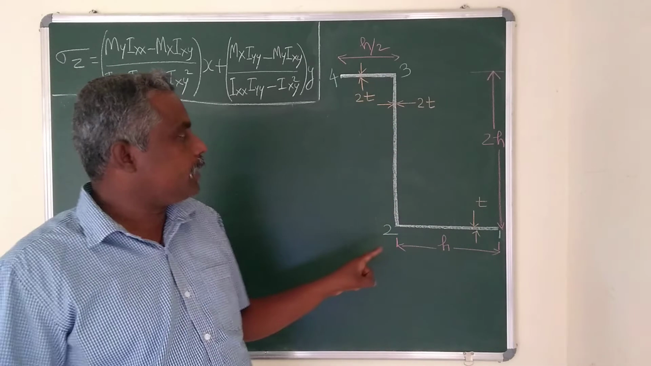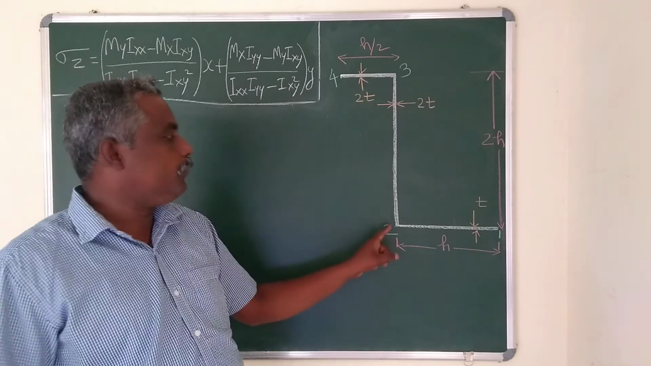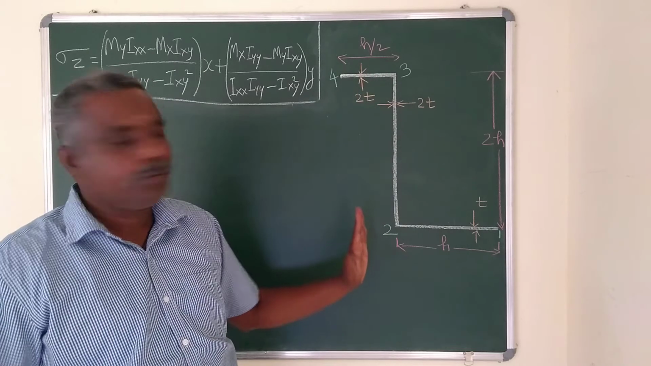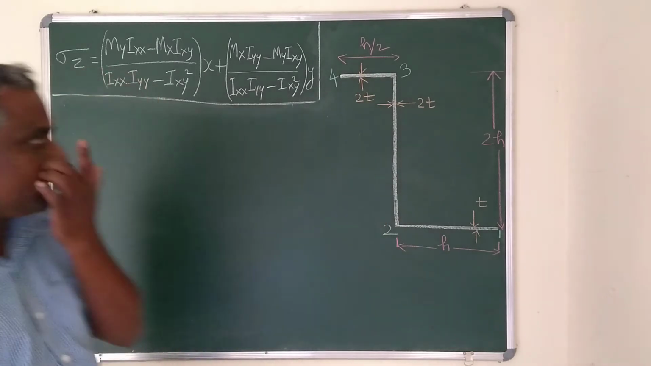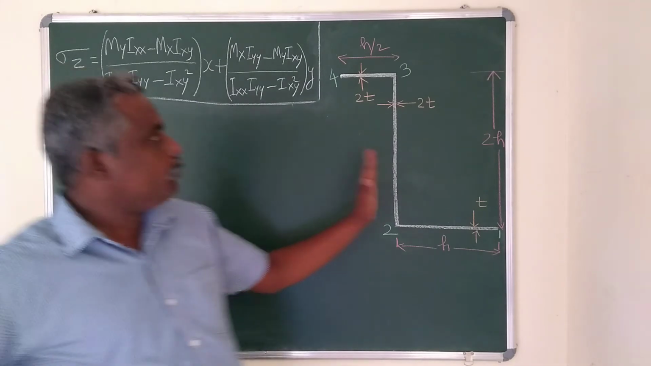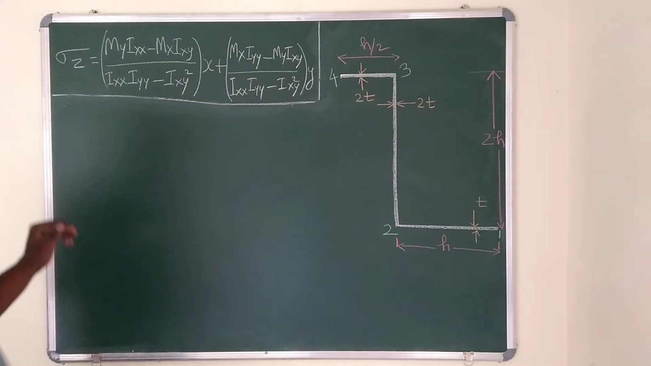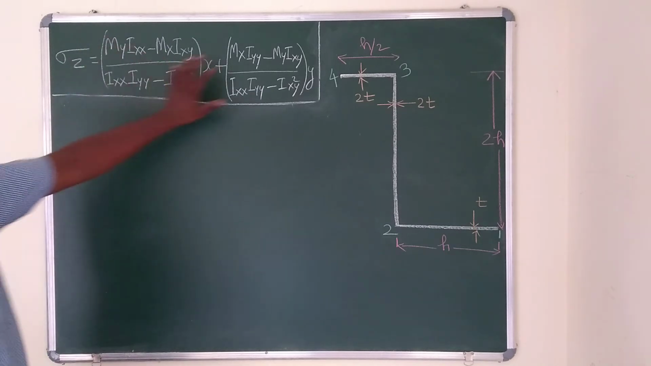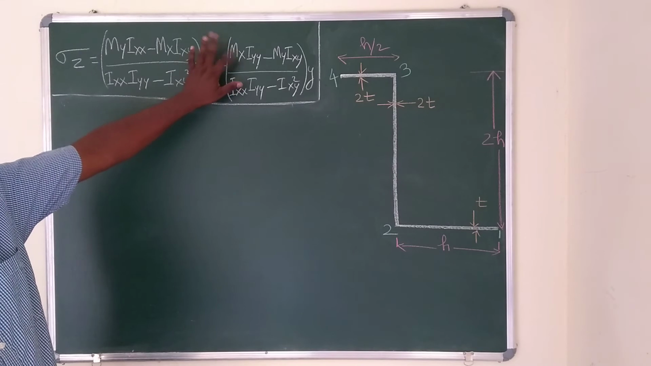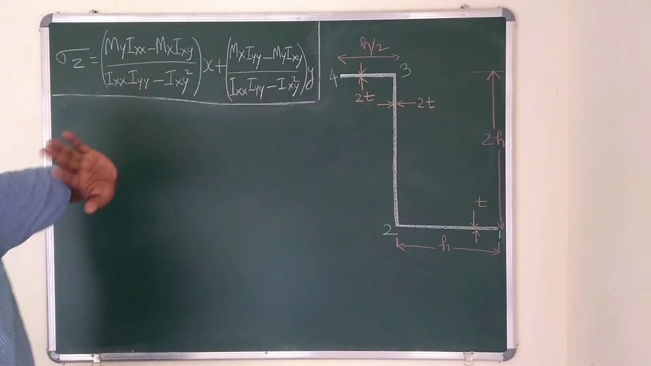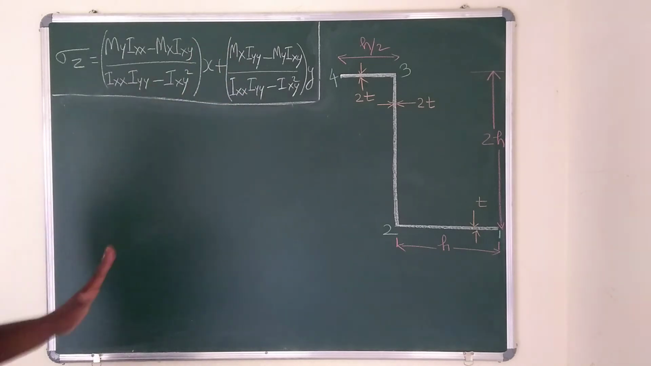In the problem it is given that the bending moment is acting in the plane of web 2, 3. Okay, so the web is a vertical member. If a bending moment is acting on a vertical plane, it is nothing but Mx. So Mx is given, and My is 0. No other loads.